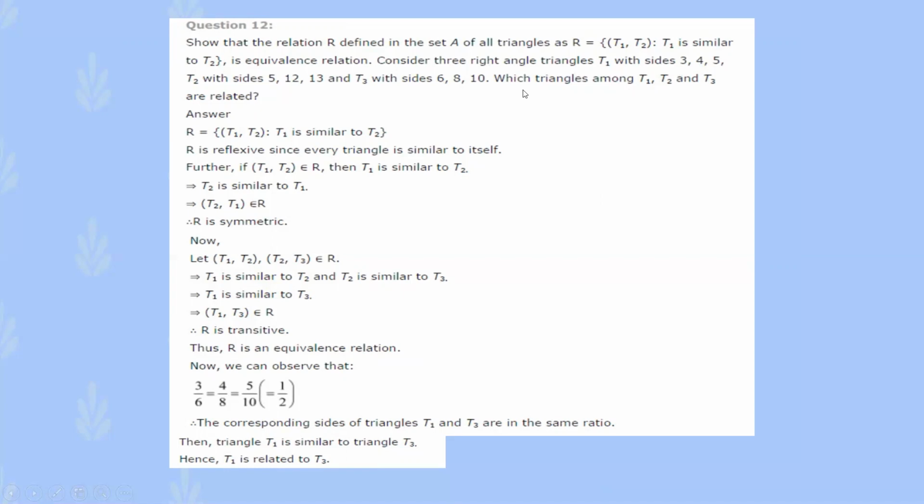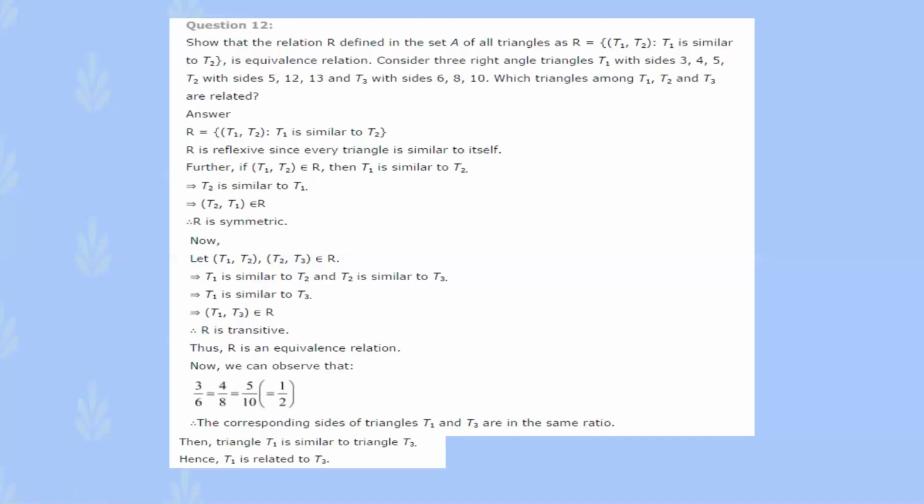So they had told us that T1 is similar to T2. This is the relation. So let us check for reflexive. We'll be checking R is reflexive since every triangle is similar to itself, if I check for (T1, T1) or (T2, T2). So we can easily say that it is reflexive. Now we'll be checking for symmetry. If T1 is similar to T2, it means that T2 is also similar to T1. So this means it is symmetric also.